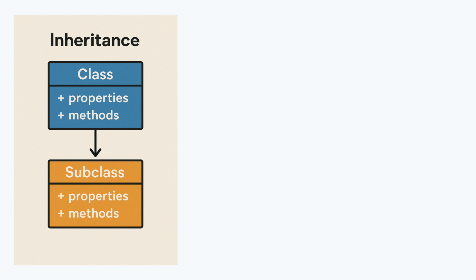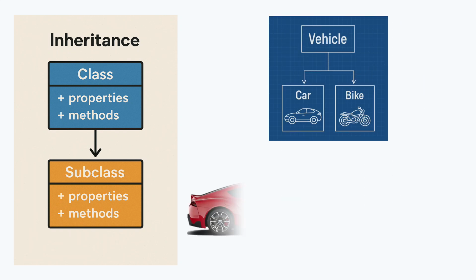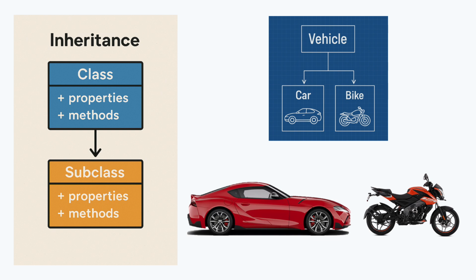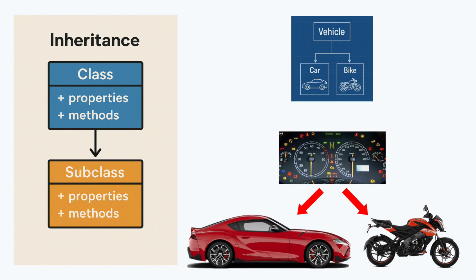Let's see what inheritance is. Imagine you have a vehicle class, kind of like a parent. Now you want to make a car and a bike from this vehicle class. The car and the bike can inherit common things like speed or fuel capacity from vehicle, instead of writing everything from scratch. It's like how kids inherit traits from their parents: eyes, hair, and voice, etc.